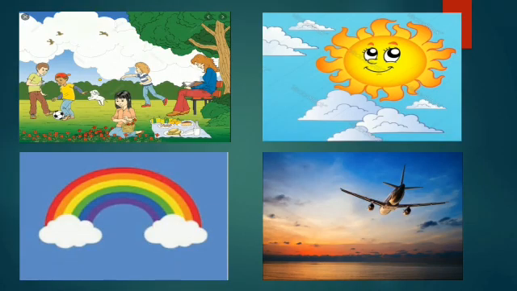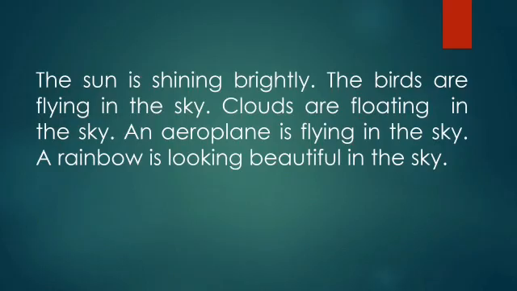What do you see in the sky? Students, what do you see in the sky? The sun, clouds, rainbow, aeroplane, birds, etc. So the sentences for the same would be: the sun is shining brightly, the birds are flying in the sky, clouds are floating in the sky, an aeroplane is flying in the sky, a rainbow is looking beautiful in the sky. Now look at the next pictures.